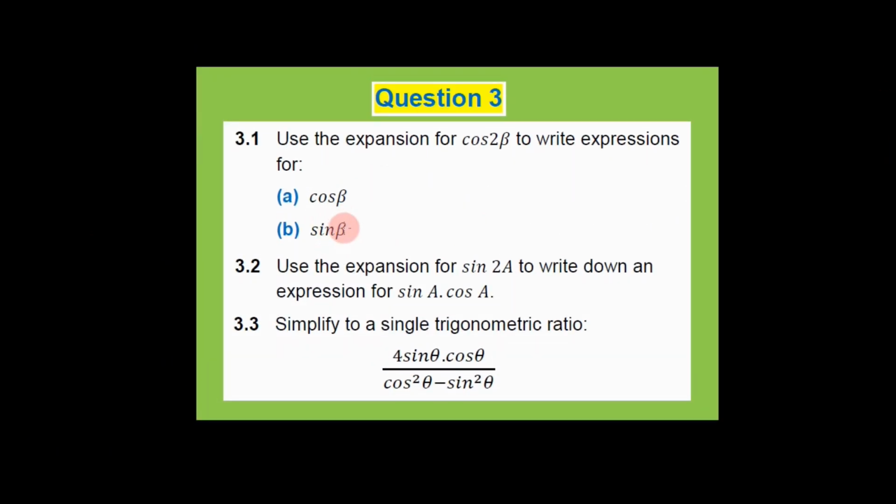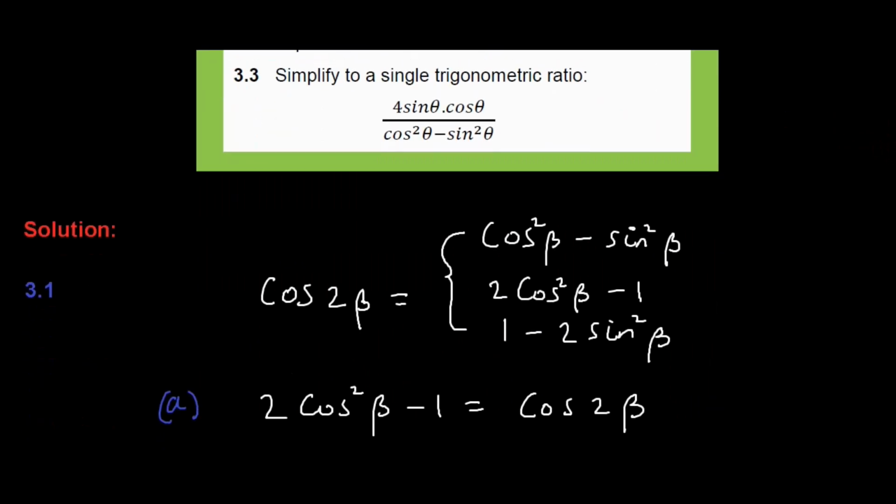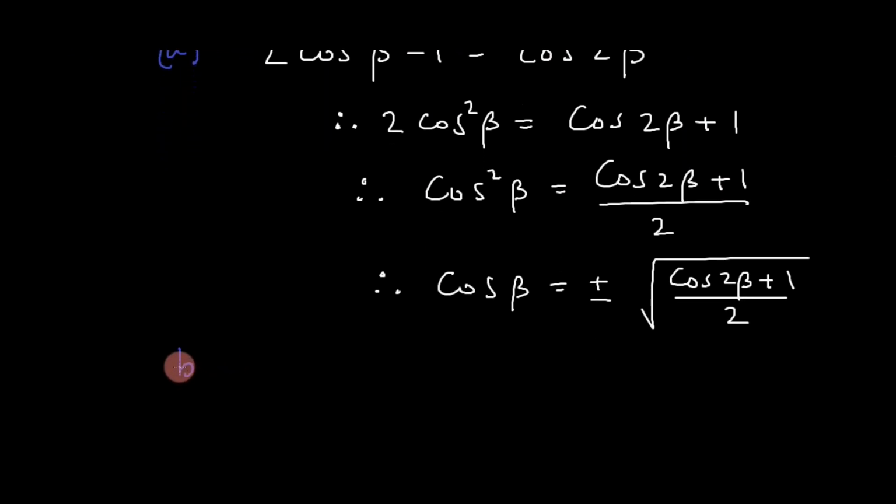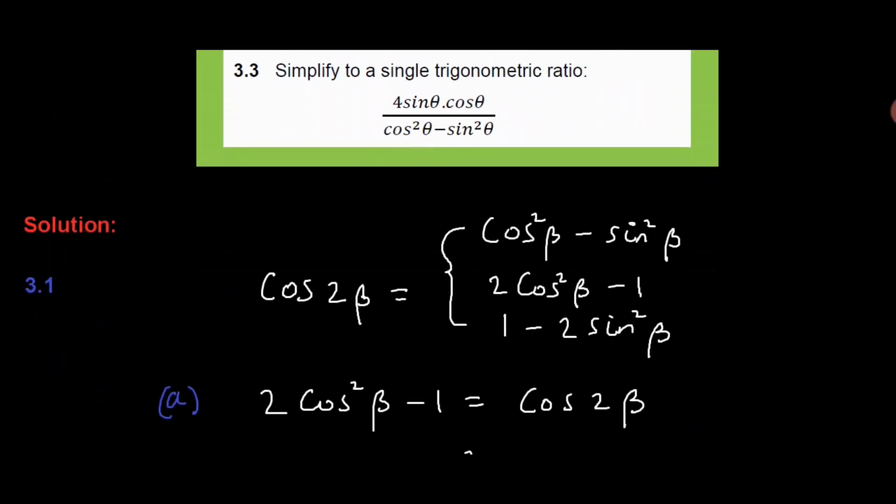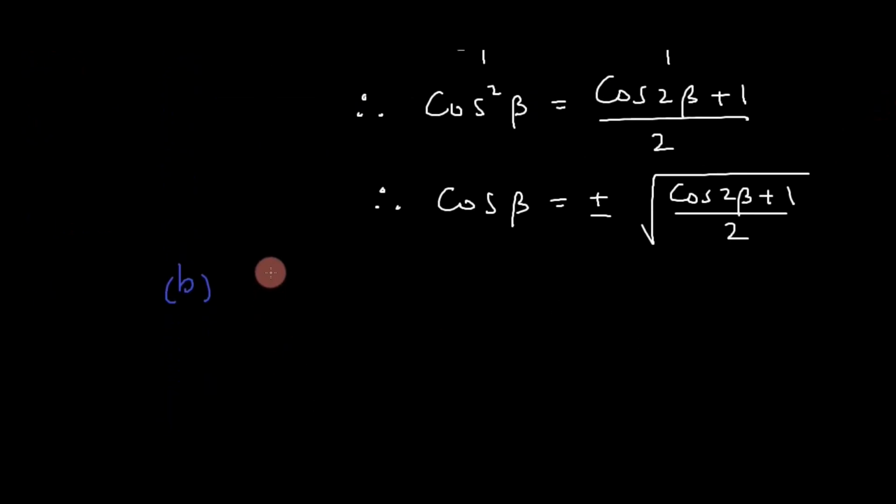Then in B, we have to write an expression for the sine of beta. So in this case, we're going to use the third option here. In other words, we're going to use the expansion of cos 2 beta that contains only sine in it. So then we know that 1 minus twice the sine squared of beta equals the cos of 2 beta.